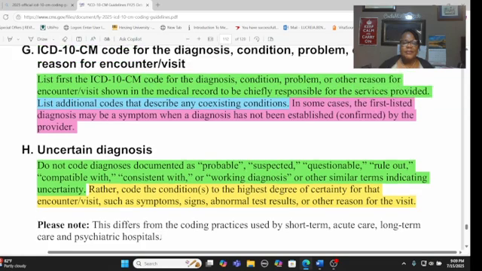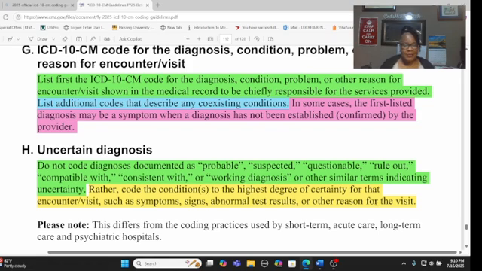H says, do not code diagnoses documented as probable, suspected, questionable, rule out, compatible with, consistent with, or working diagnoses or other similar terms indicating uncertainty. Now remember, this is different from the inpatient. Rather, code the condition or conditions to the highest degree of certainty for that encounter or visit, such as symptoms, signs, abnormal test results, or other reasons for the visit.